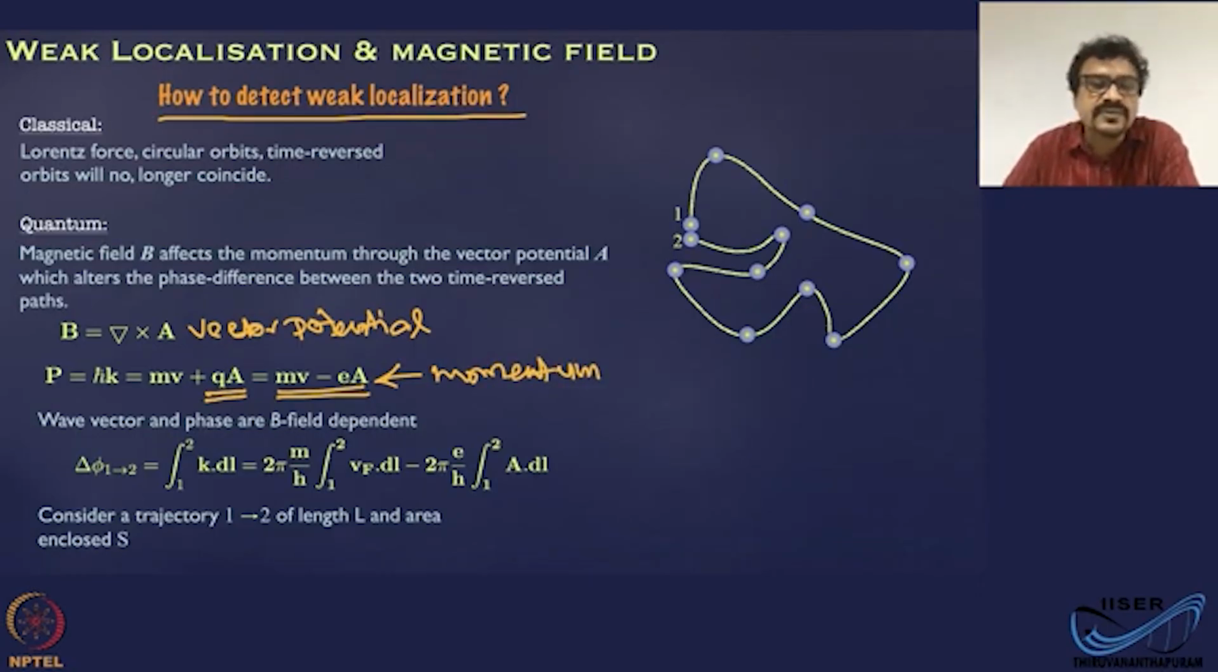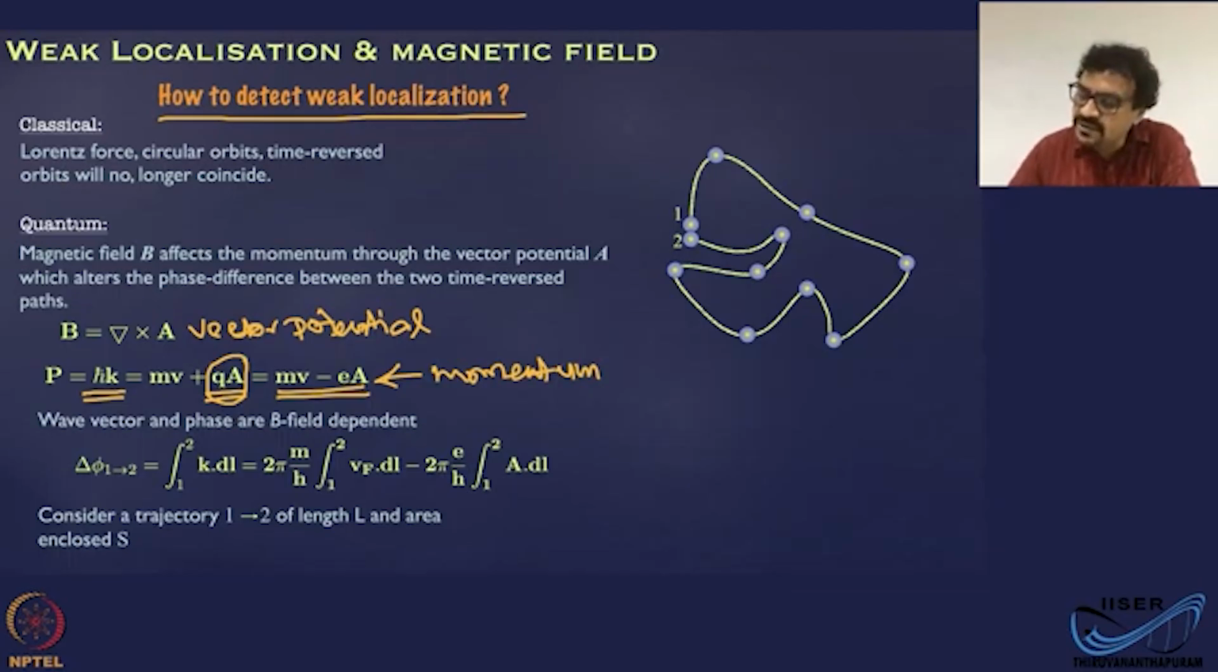Now the k in the presence of the magnetic field will get modified by this vector potential term. So now let's consider the path from 1 to 2 and 2 to 1.